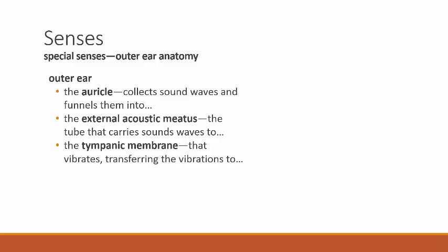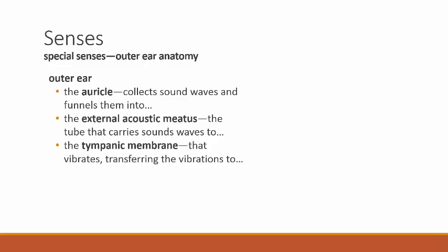So the auricle collects those sound waves and then funnels them into the tube that dives deep into the temporal bone. That tube is the external acoustic meatus. And the tube there is what carries the sound waves to the vibrating tympanic membrane.